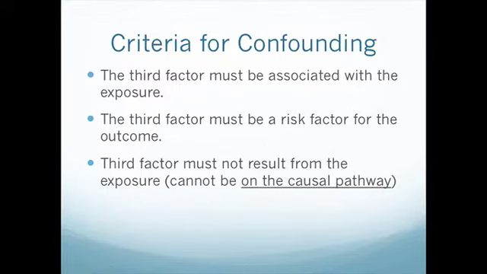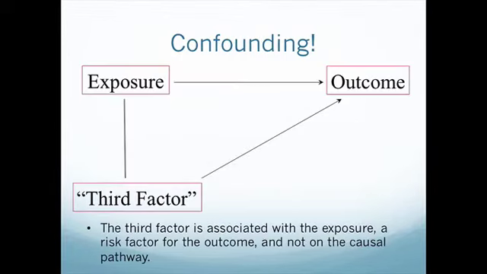Okay, so here are specific criteria. Again, as I was saying, the third factor must be associated with our exposure. It must be a risk factor for our outcome. And one other rule that I haven't talked about yet, it must not result from the exposure. This is also known as it cannot be on the causal pathway. And I'll show you an example of this.